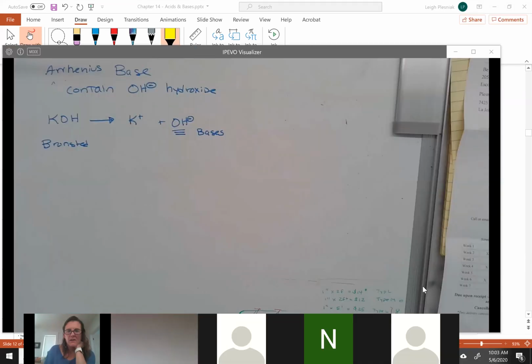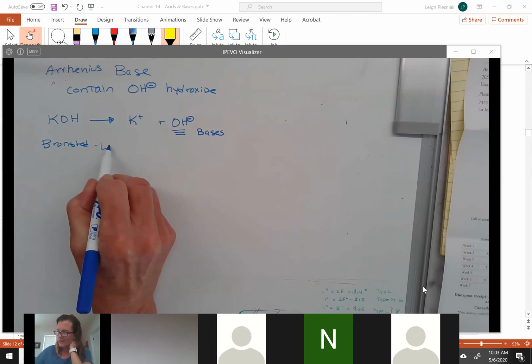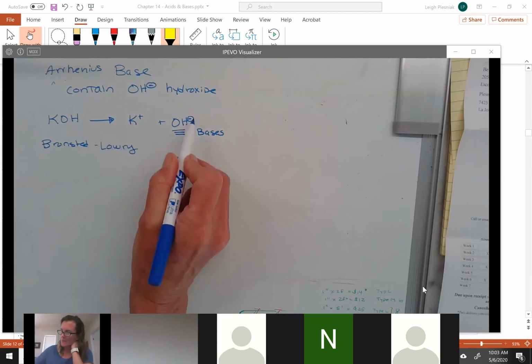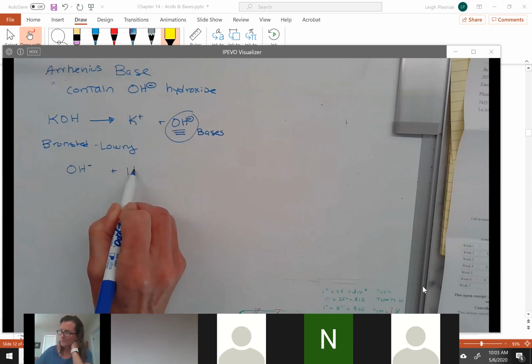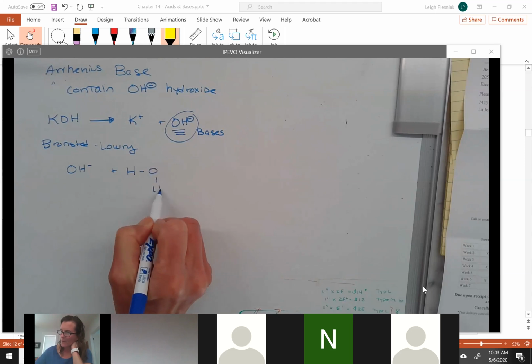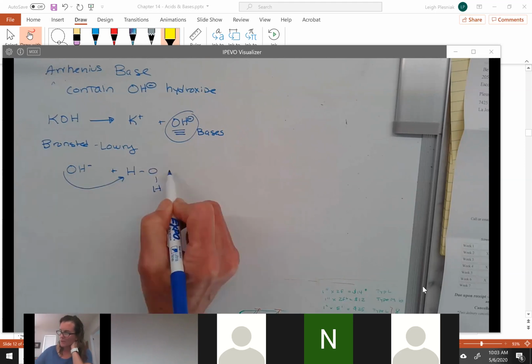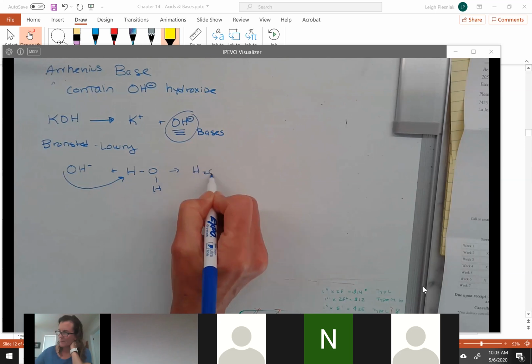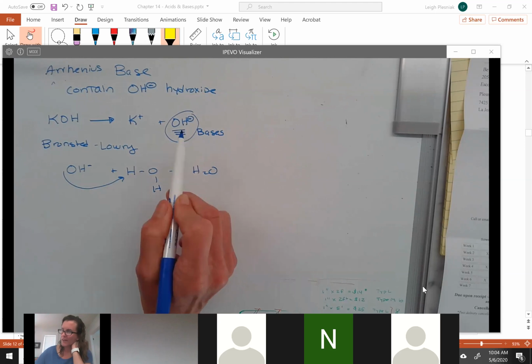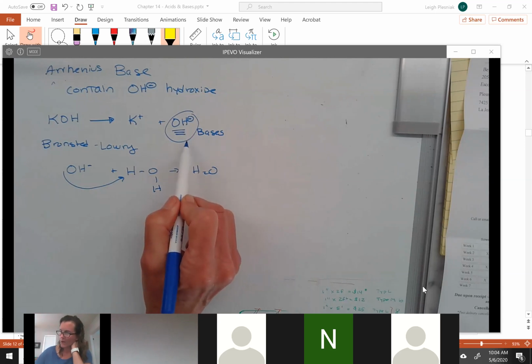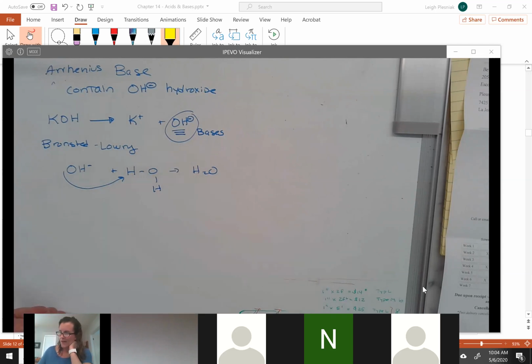It's also a Bronsted-Lowry base because this hydroxide, when it's in solution, will accept an H plus from water. And so Arrhenius bases are also Bronsted-Lowry bases, but there are some Bronsted-Lowry bases that are not Arrhenius bases.